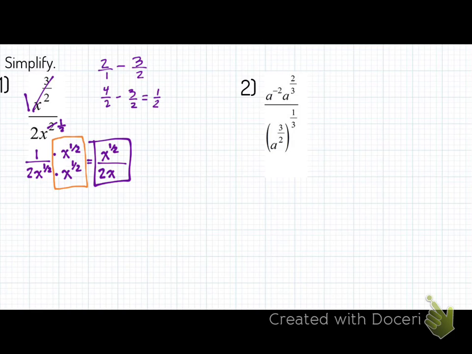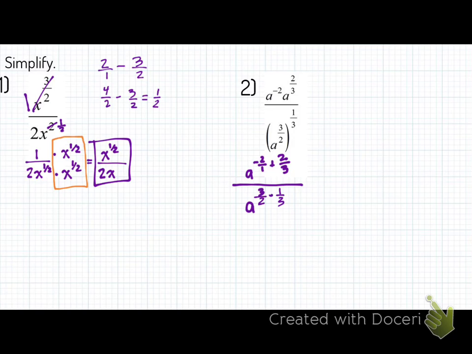Okay, number 2. Looks kind of scary, I know, but let's work this out. So a to the negative second times a to the 2/3 all over a to the 3 halves all raised to 1/3. So I want to simplify things. So let's look at this numerator. A to the negative second times a to the 2/3. Okay, we want to combine those. That's like saying a to the negative second over 1 plus 2/3, right? Because they have the same base. The denominator has a base of a, but we're going to multiply, right? Because it's 3 halves raised to the 1/3, so we're going to multiply powers. You see that?